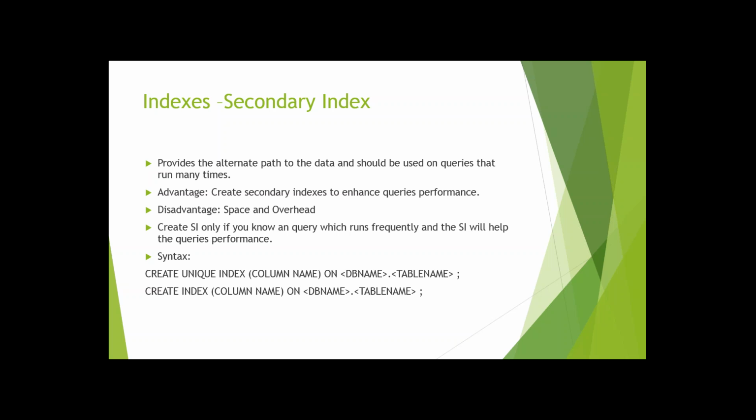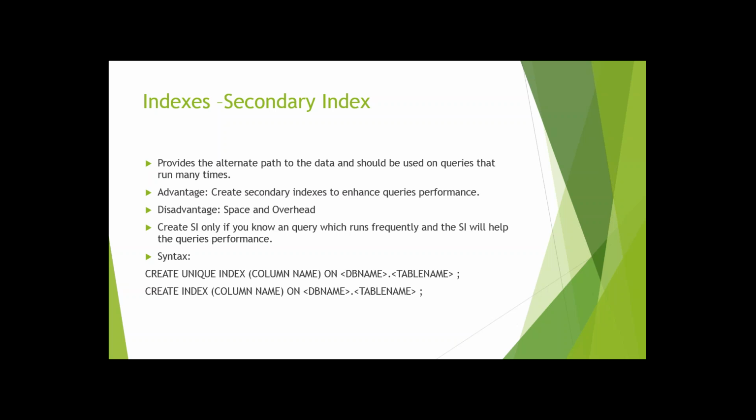What are the advantages? If you create a secondary index, it will improve the query's performance. How does it improve the query's performance? Simple. If you don't have a secondary index, or any index on department number, the only way you can retrieve the data is to do a full table scan, which means you're scanning the entire table to identify just where department number is equal to 101.